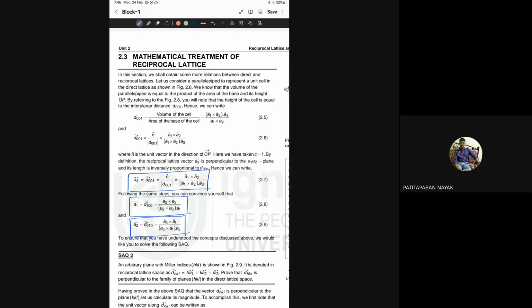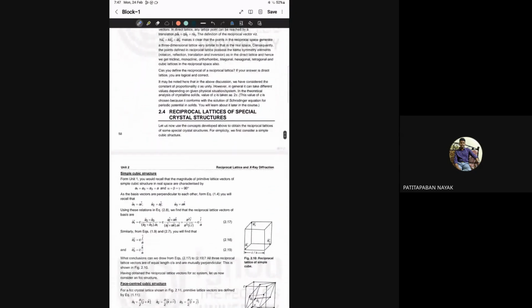Remember this formula because a problem may come. I'll try to work out a problem. Let me see if they have already solved this or not. Otherwise we can. Yeah, they have done actually. Okay, let us try to see.